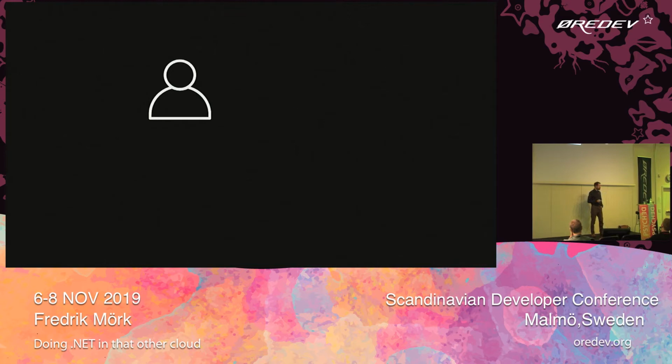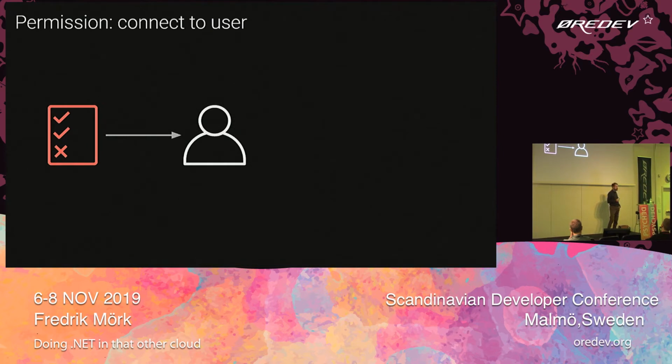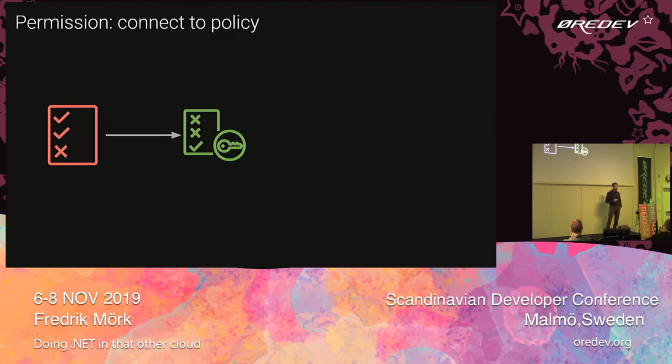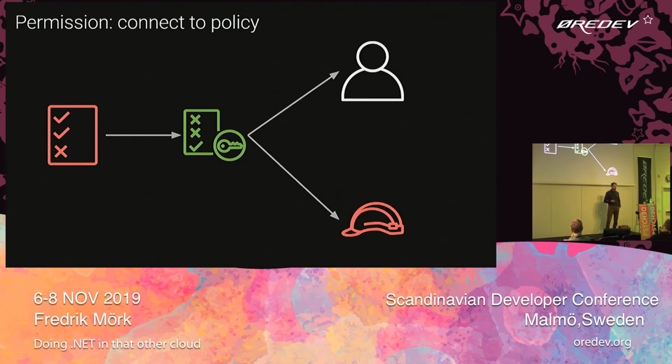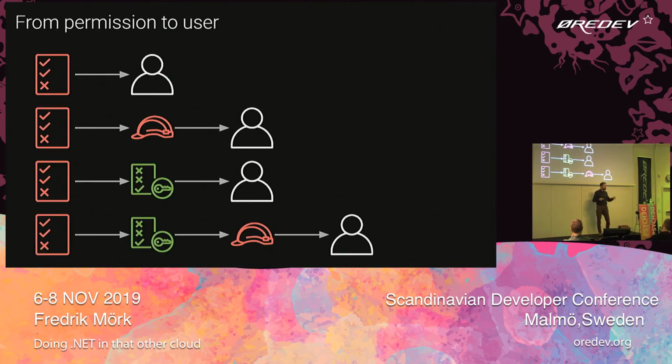So we have users, roles, permissions, and policies. And they relate to each other like this: you can connect a permission to a user or to a role, and then you can have a user assume that role. Or you can put a permission on a policy and then put that policy on either a user or a role. And also, we know that a user can assume a role. So there are essentially 4 paths between permission and user in this case.